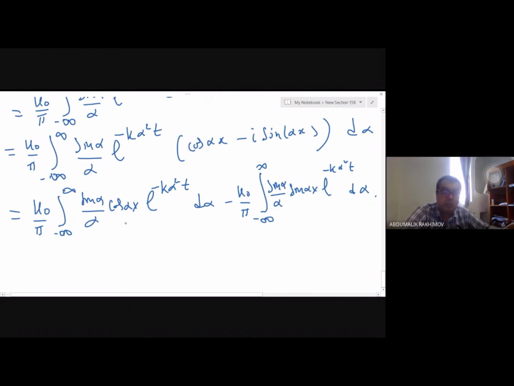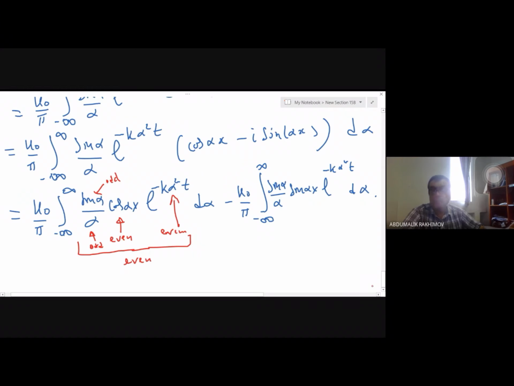So this cosine is even function. Alpha square is even. Alpha is odd. And also sine alpha is odd. Odd over odd will be even. So functions will be even. Then total will be even. So this total function is even.